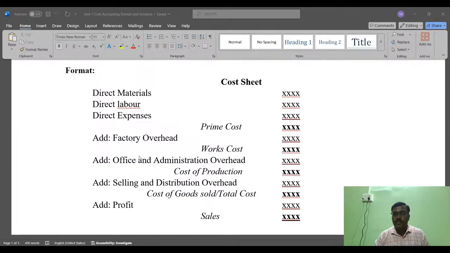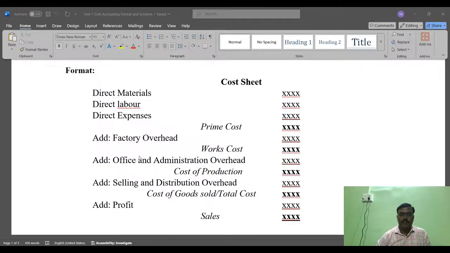So in prime cost, we involve three items: direct material, direct labor, direct expenses. After that, we have to add factory overhead. After that, we add the office and administration overhead. At the end, we add the selling and distribution overhead. Similarly, we have adjustments in factory overhead, office administration overhead, and direct material. We shall see it later. So now we have arrived at the total cost. To the total cost, we add a profit. The final amount is called sales.